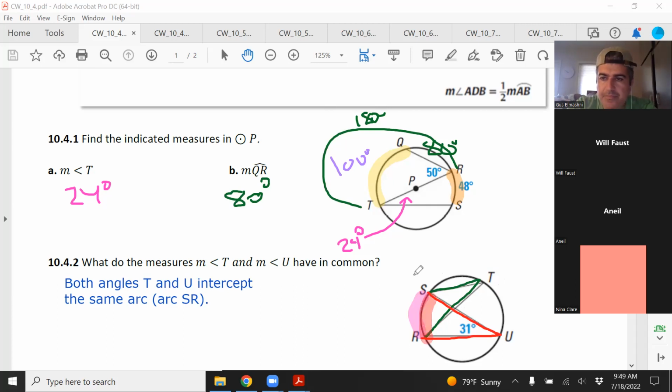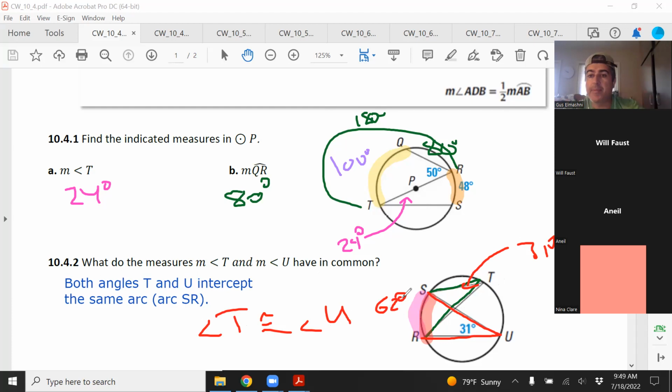They intercept the same arc. So this means angle T is congruent to angle U. So angle T will also be 31 degrees. And this arc, by the way, is 62 degrees, because we've talked about this already: the inscribed angle is half of the arc it intercepts. This is when the vertex sits on the circle, not the center. Okay, so we've seen this already.